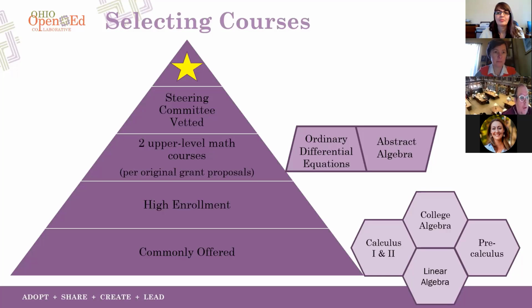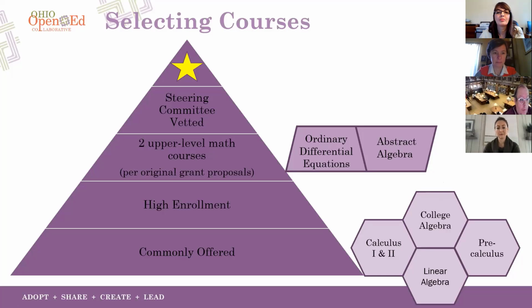And so what ended up happening with the math courses was they decided we're going to do 2 higher level math courses, and we're going to do some lower level math courses. So the commonly offered ones you see at the bottom: calculus, linear algebra, college algebra, and pre-calc. And the higher level was the ordinary differential equations and the abstract algebra. So the big focus of this was on higher enrollment, but because of the way the grant came in, we did some higher level math courses as well.